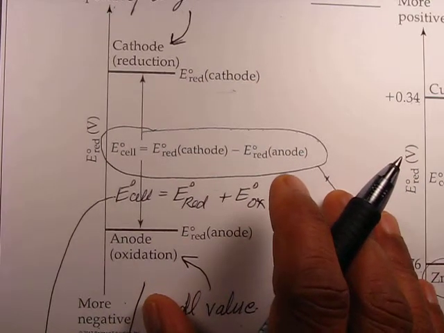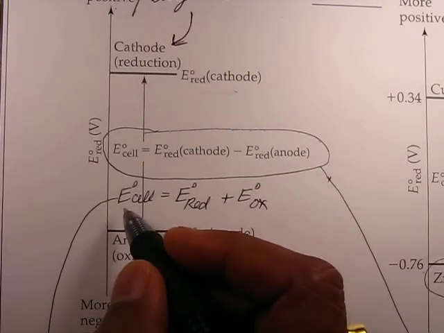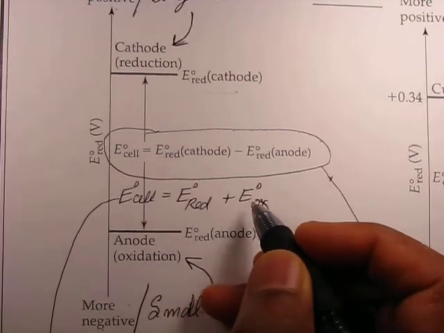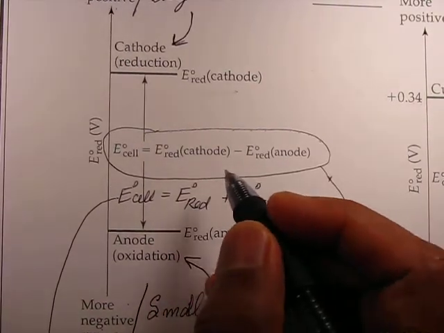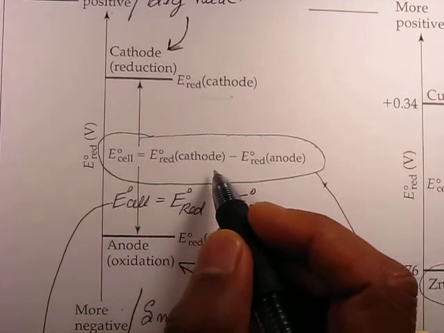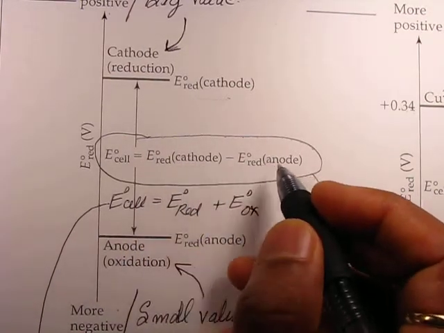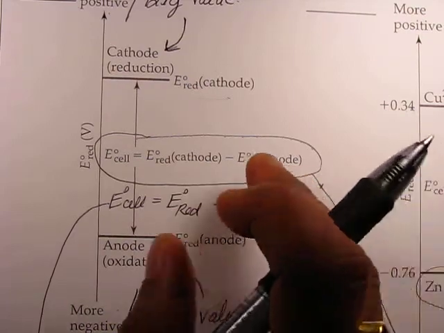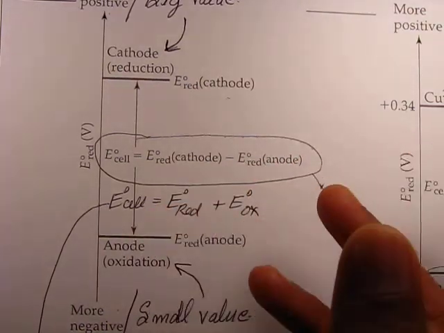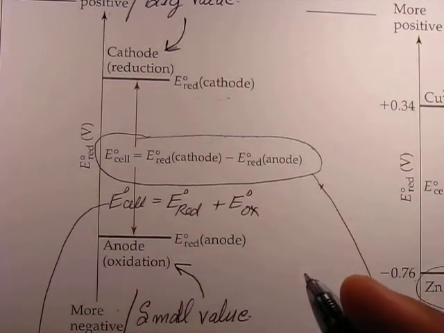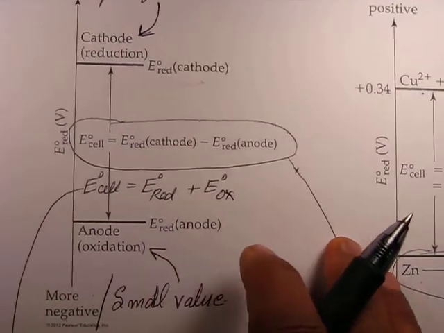Once we are going to calculate, we will use this formula: E cell equals E reduction plus E oxidation, or we can utilize this equation: E cell equals E reduction of cathode minus E reduction of anode. Here we are not going to convert E reduction into oxidation, so we can use it as such. So, let us take one example.